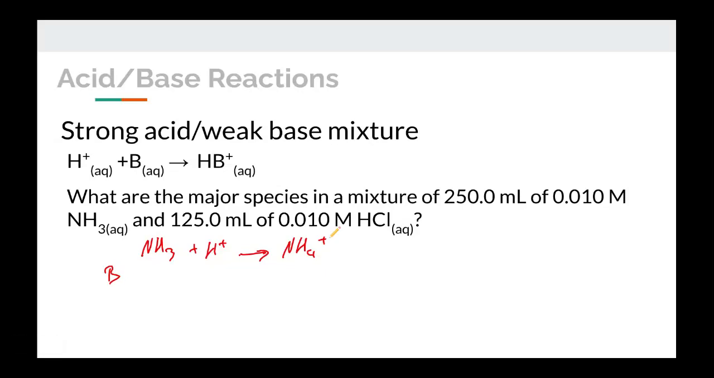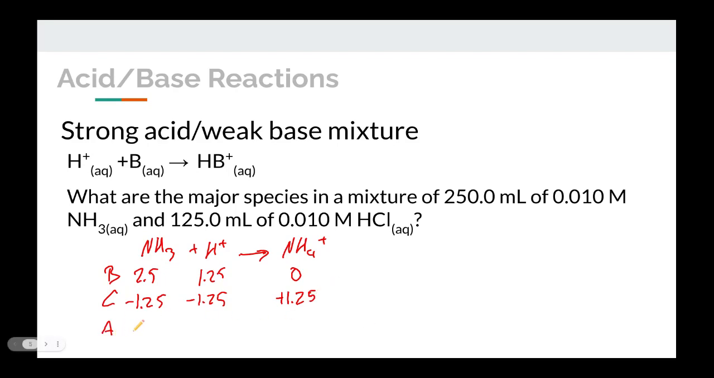Let's do a before-change-after thing. How much NH3 is there? 250 milliliters times 0.01 moles per liter gives us 2.5 millimoles. 125 milliliters of HCl times 0.01 moles per liter gives us 1.25 millimoles, and there's no ammonium ion before the reaction takes place. Change, since this is a one-way reaction, we're going to use up all 1.25 millimoles of H+. We're going to use up an equivalent amount of NH3, because it's one-to-one stoichiometry, and we're going to gain an equivalent amount of millimoles of NH4+.